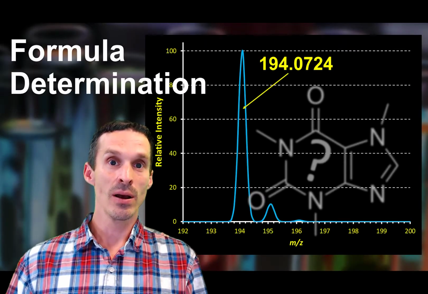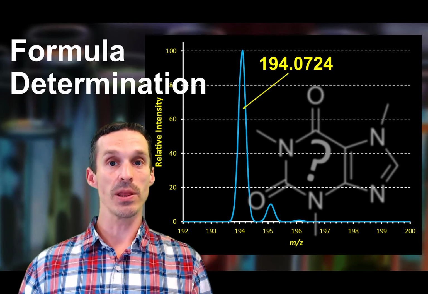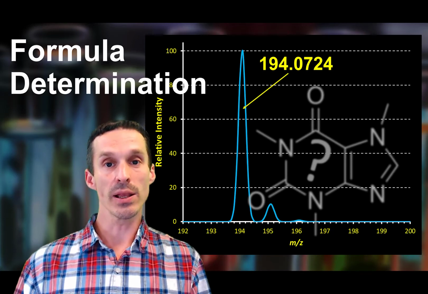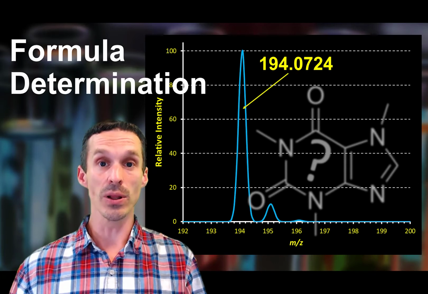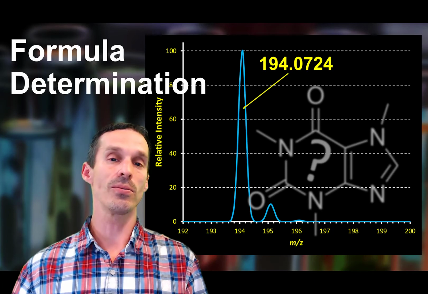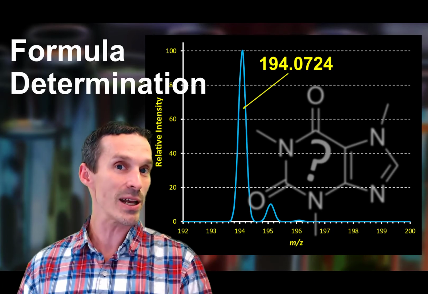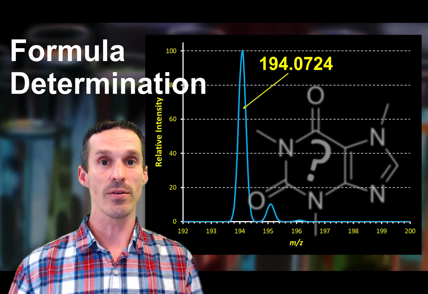Hi everyone! One of the most powerful uses of mass spectrometry is to be able to determine the identity of an unknown. At least as a starting point, being able to determine the formula for a compound gets you a long way towards that goal. That's what we're going to talk about here, although we're not going to show you exactly how mass spectrometry is used to identify unknowns. We're going to save that for another video.